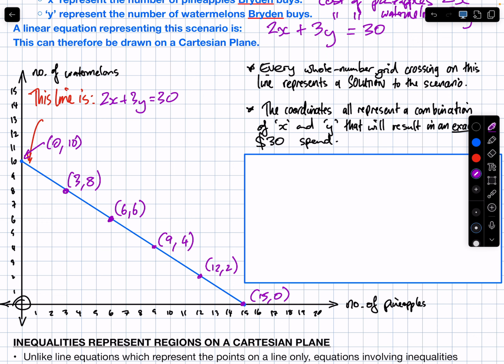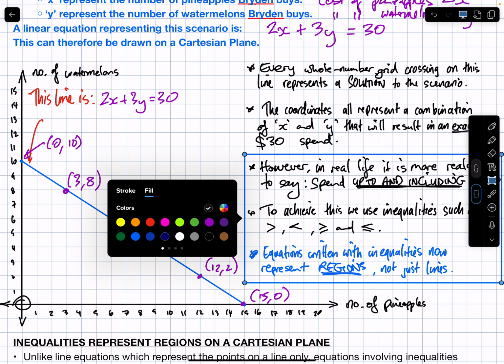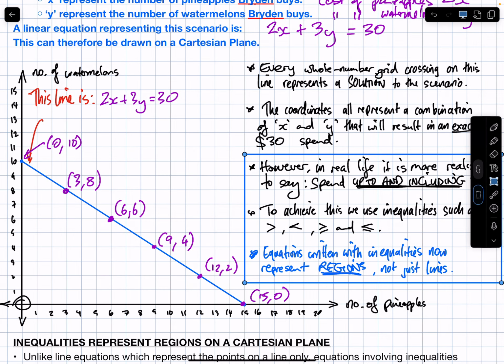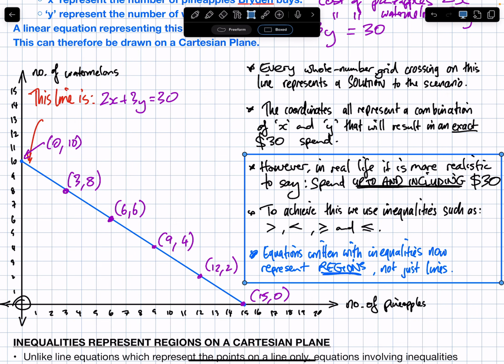Okay? But what we're adding this time is why you need coloured pencils. So I'm going to style this to be see-through. This is additional notes. In real life, what tends to happen? You tend to have the ability to spend up to and including 30. You don't have to spend exactly 30. You've got enough money to spend less than 30 all the way up to 30. Can you spend more than 30 if you've only got $30? No.